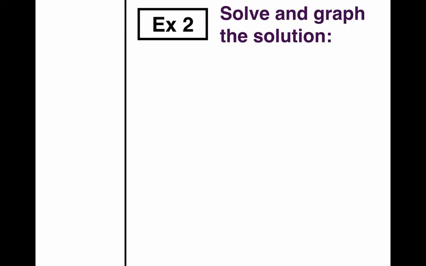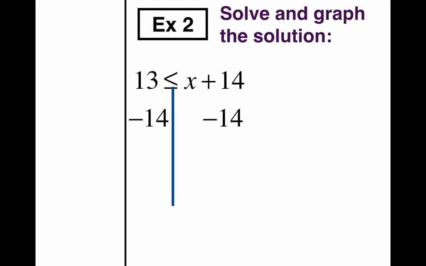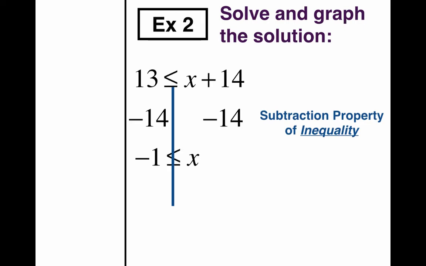Okay, example 2, let's try the next one. Solve and graph the solution. So here is our problem. 13 is less than or equal to x plus 14. Now what do we want to do? We want to get x all by itself. So we're going to take the 14 away. Subtracting it away is what we call the subtraction property of inequality. So if you want to get technical, that's what we're doing. Now when you get rid of the 14, 13 take away 14 is negative 1. So our solution is negative 1 is less than or equal to x.